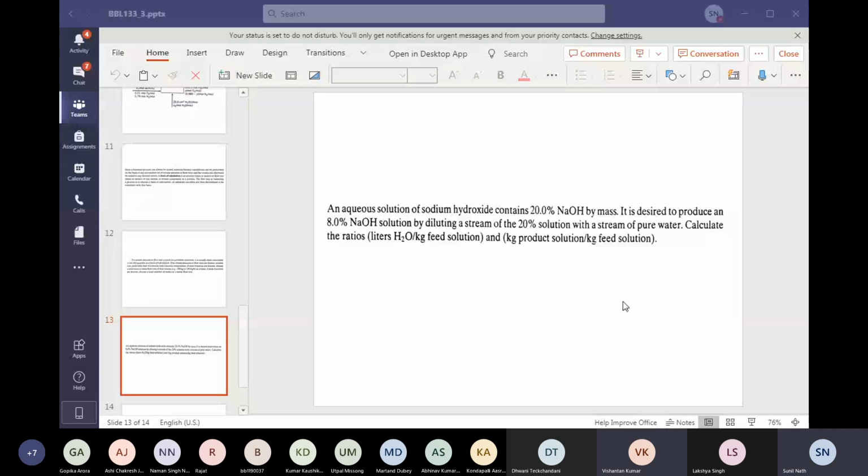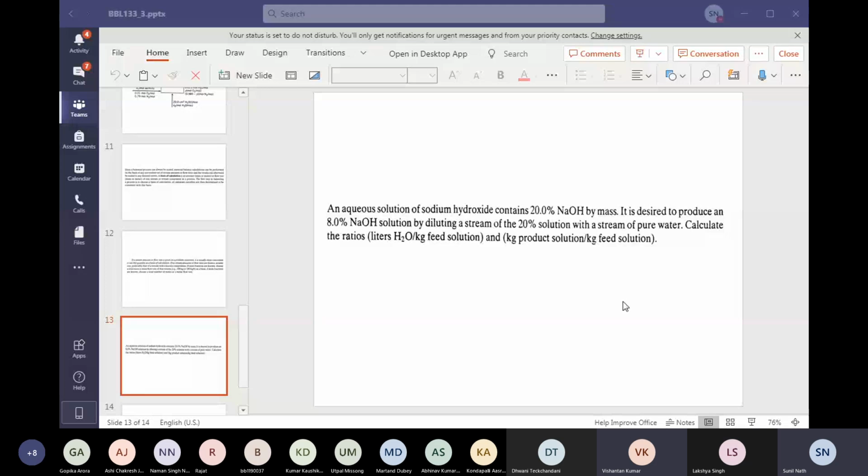8% solution. Correct. Do you know the amount or flow rate of the output solution? No, sir. That's a variable. What is the other variable? Inflow rate of the 20% solution and the water stream. But one of them you are going to take as 100 something, whatever. Oh, you cannot keep both of them unknown. You are going to do the calculation based on that basis, right? Yes, sir. So you cannot say both are unknown.